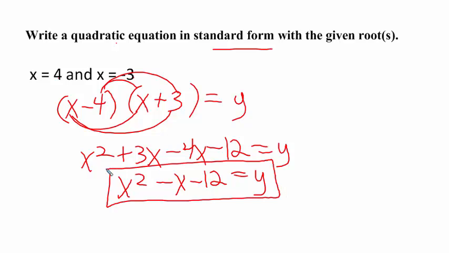And you can check it by plugging in the x value 4 for x. You get 16 minus 4 minus 12, which would be 0, which it should be, because this is a root. You could also plug in negative 3 for x. It would give you 9 plus 3 minus 12, which would also be 0, as it should, because x equals negative 3 is a root. So the equation that's boxed in would be your answer.